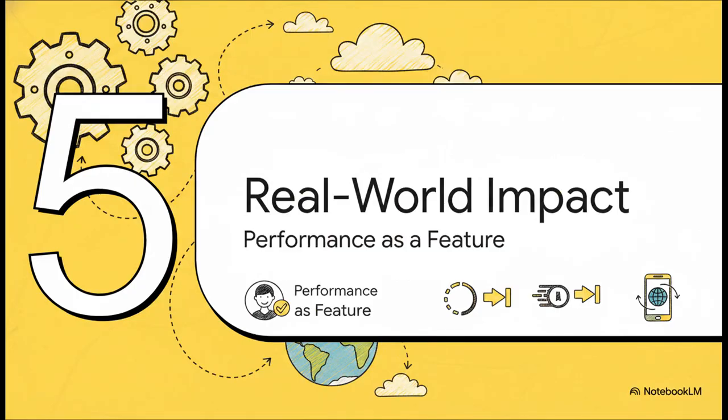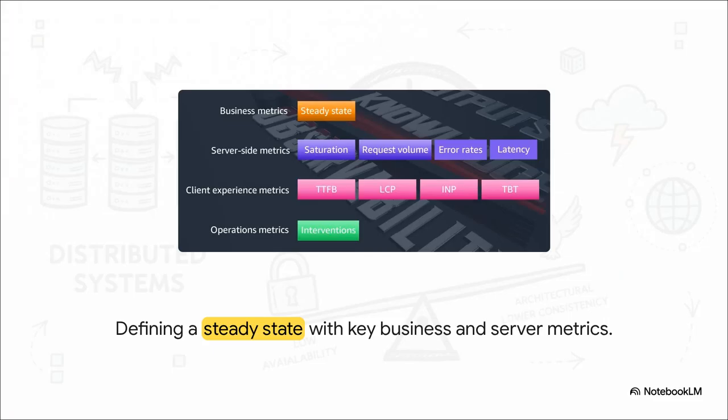Part 5. The real-world user impact. Performance as a feature. So to verify our mental models of how these trade-offs actually perform, we use chaos engineering to define a baseline steady state. This means tracking a combination of business metrics like order volume, server-side saturation like CPU and memory, and client experience metrics like time to first byte. You absolutely must know exactly what your healthy system looks like mathematically before you can prove your architecture can actually absorb and adapt to injected latency.